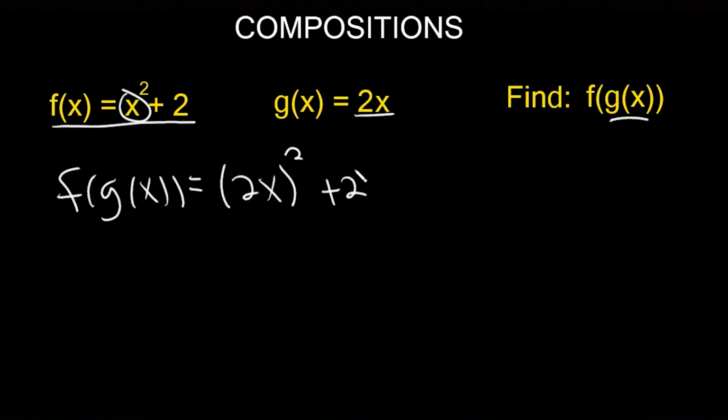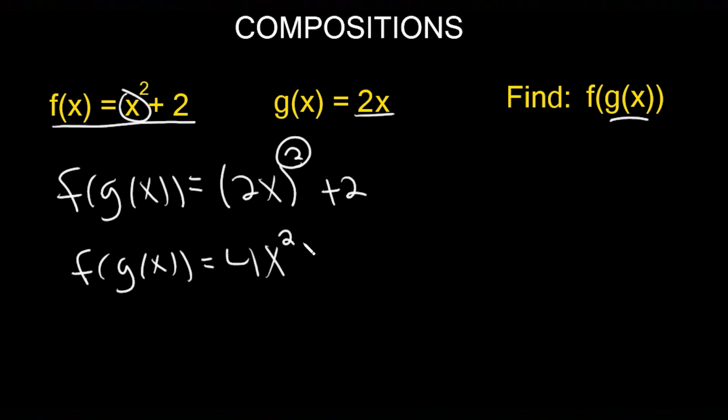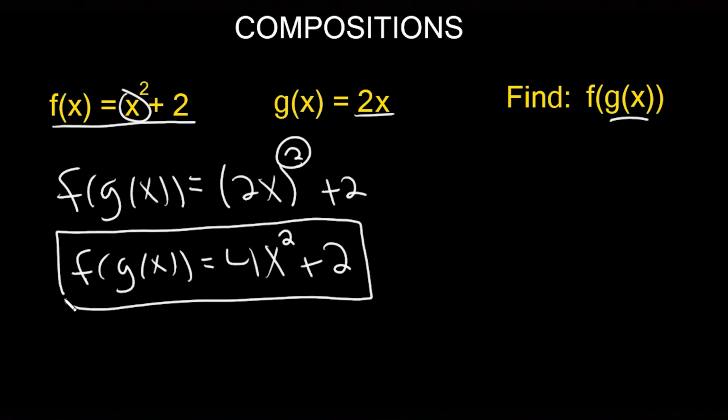And from here, all I have to do is simplify it down. I get f of g of x equal to, well, remember, this exponent has to be applied to both the 2 and the x. So that's going to give me 4x squared and then plus 2. Okay, and this problem's done. Okay, that is the composition. All right, there's really not much to it, but why don't we go ahead and try some more examples?